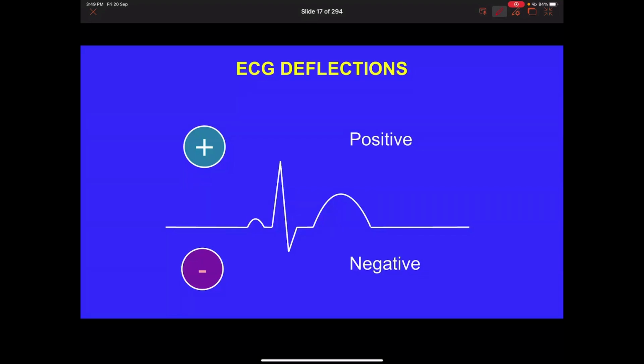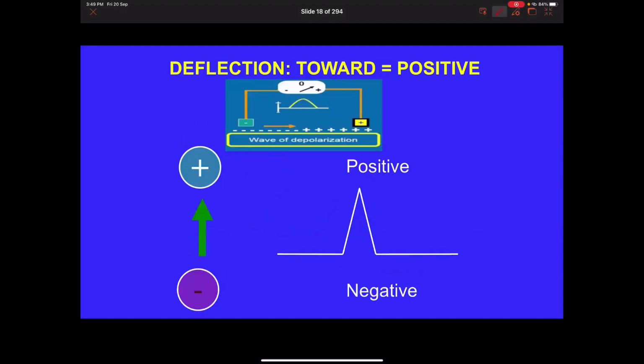Now, this is basically what the doctor is saying. We have positive deflection, which means this is the isoelectric line. Positive deflection, meaning above the line, all of these, and we have negative deflection. So all of these deflections mean that we have the depolarization moving towards the positive electrode. This means it's away from the positive electrode. This is basically what he's saying.